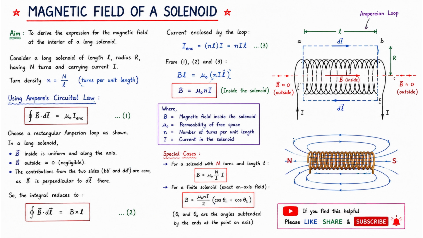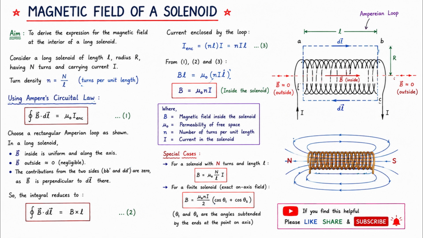Inside a long solenoid, the magnetic field is nearly uniform and parallel to the axis. To derive the magnetic field inside a long solenoid carrying current I. Given, length of solenoid equals L, radius equals R, number of turns equals N, current equals I. The number of turns per unit length, turn density, is n equals N/L.